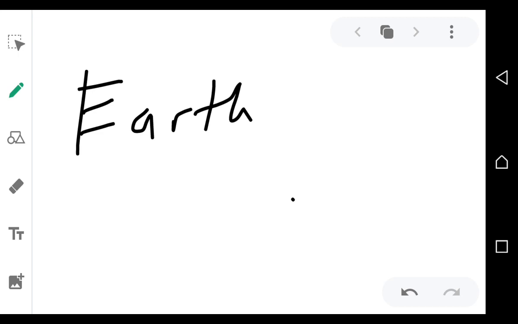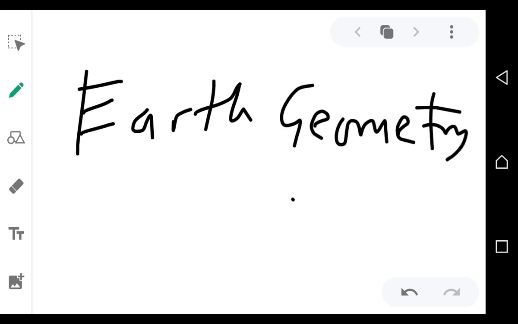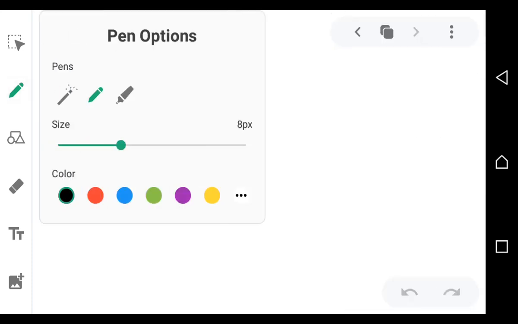Okay, so today we're looking at Earth geometry. Well, these are calculations on the Earth. It's a grade 12 topic, G12. Now we are just going direct to the main points, the secrets on how you can solve this.